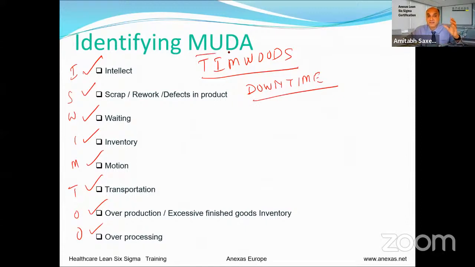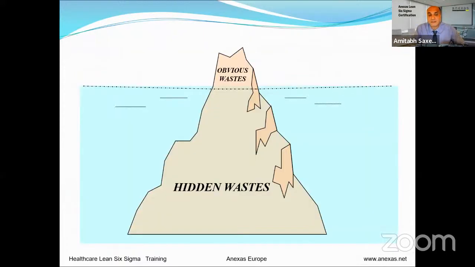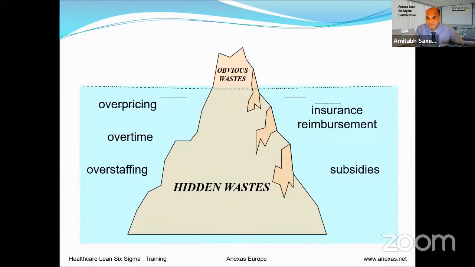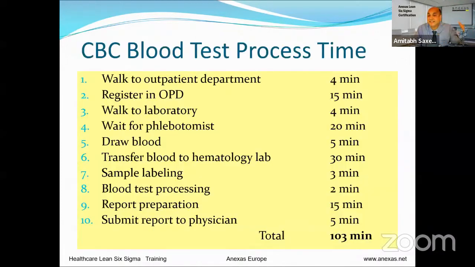We also call them muda. Muda means waste in Japanese. Some of the wastes are obvious, but some of the wastes are hidden. How to find the hidden wastes? And I'm not talking about only one industry. These wastes are present in all the industries.